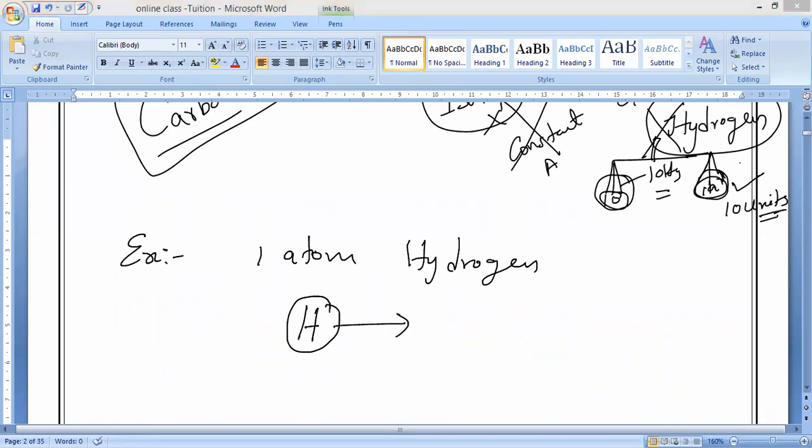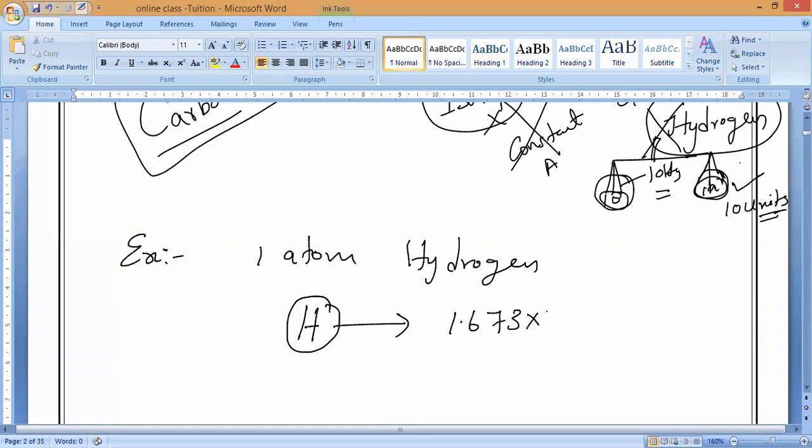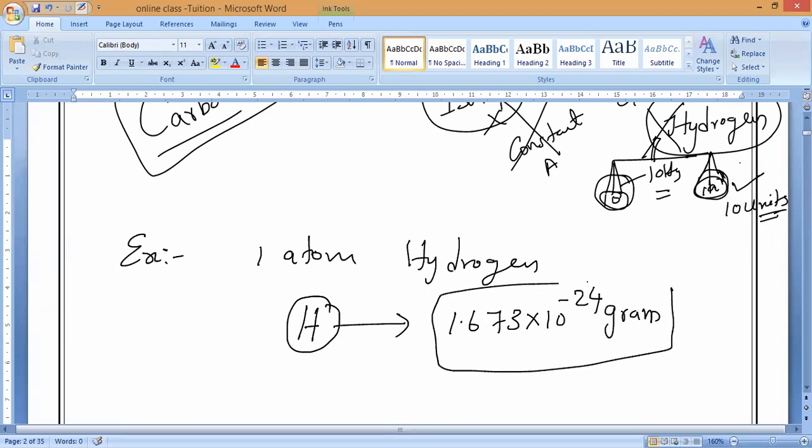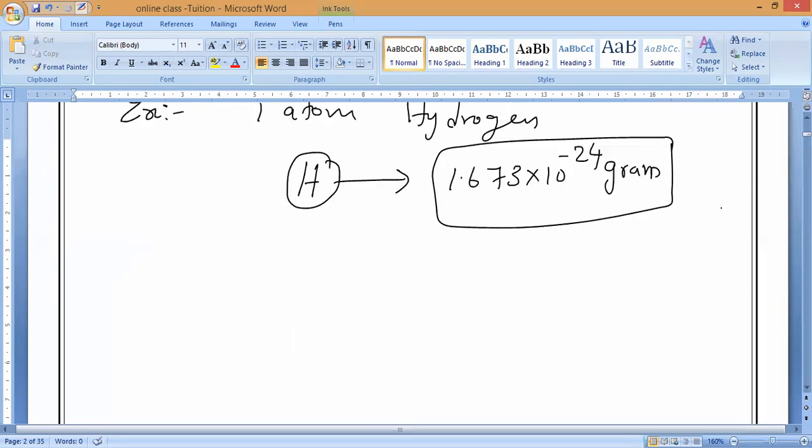1.673 into 10 power minus 24 grams. So minus 24, how extremely small it is. Do you understand, guys? Yes, sir.